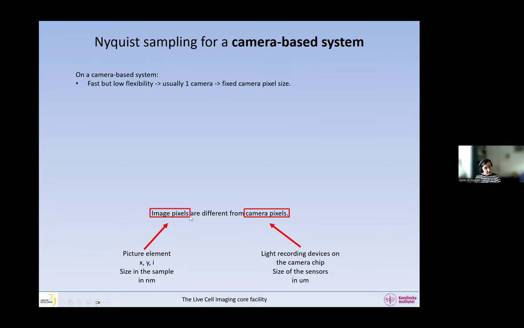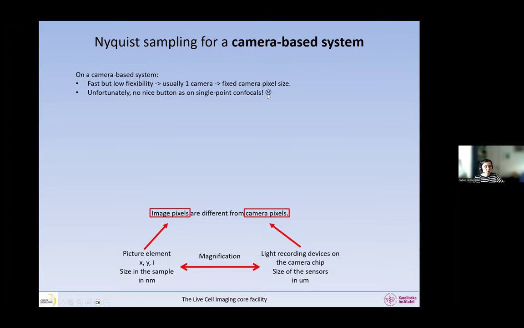So I'm very careful to say either image pixels or camera pixels so that you understand what I'm talking about. This is part of the image, and this is part of the camera chip. And they're much bigger. Their size is in microns. This is the size of the sensors on the camera chip. So we'll have to get used to the fact that camera pixels and image pixels are not the same thing. The relationship between the size of the sensors and the size of the sample is the magnification. The size of each pixel in the image is magnified by the objective, for example, and then it's going to be the same as the sensor. So we can go the other way as well.